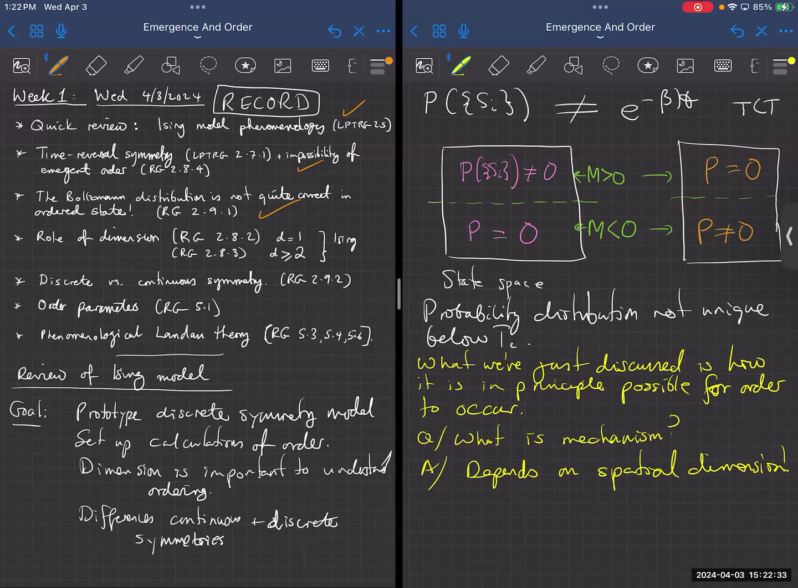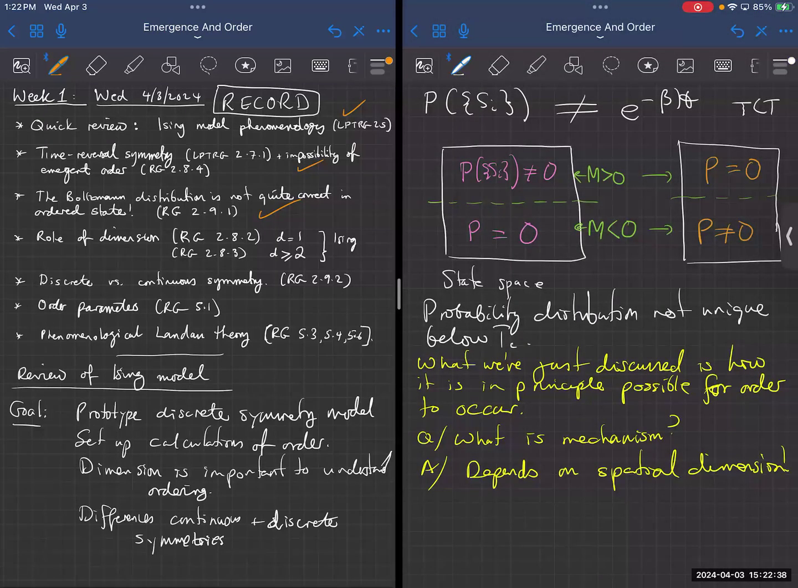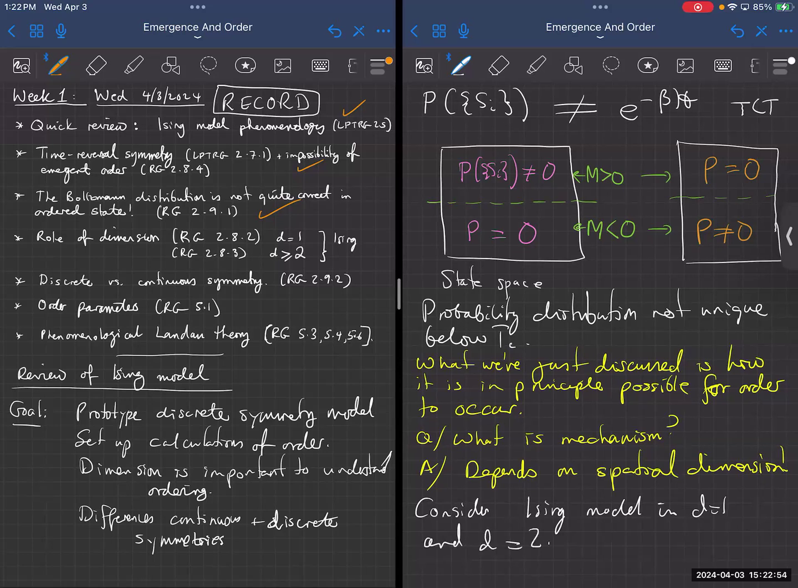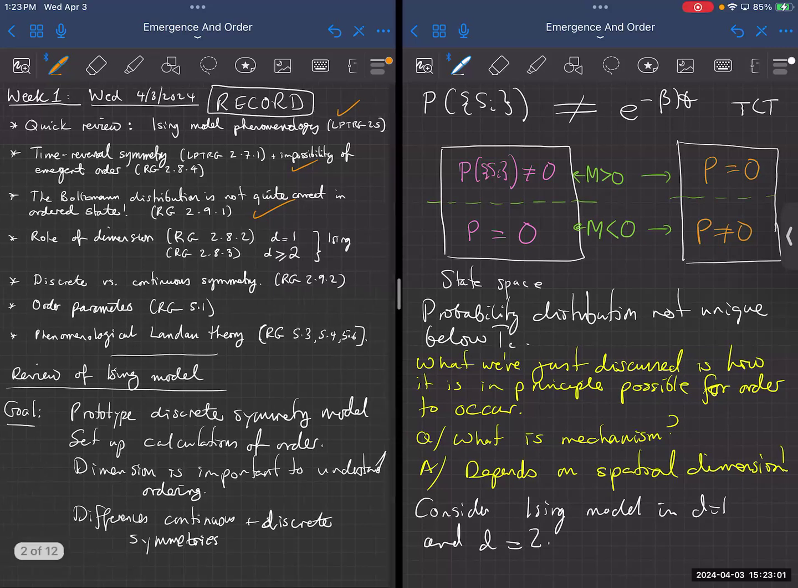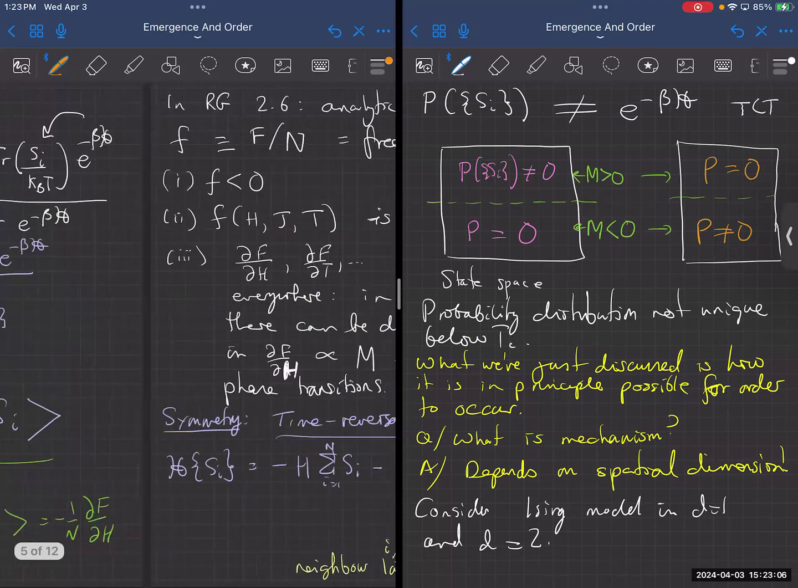this section. So what we're going to do now is we're going to consider the Ising model in d equals 1 and d equals 2. And what I'm going to show you is that it's impossible for a phase transition to occur in one dimension, but it is possible for it to occur in 2 dimensions. So let's talk about that.